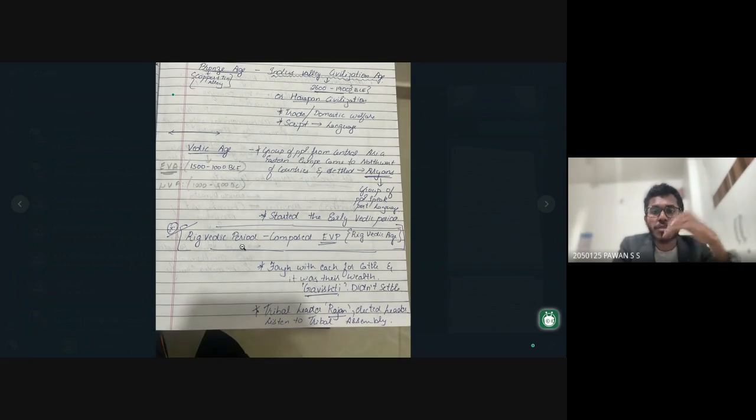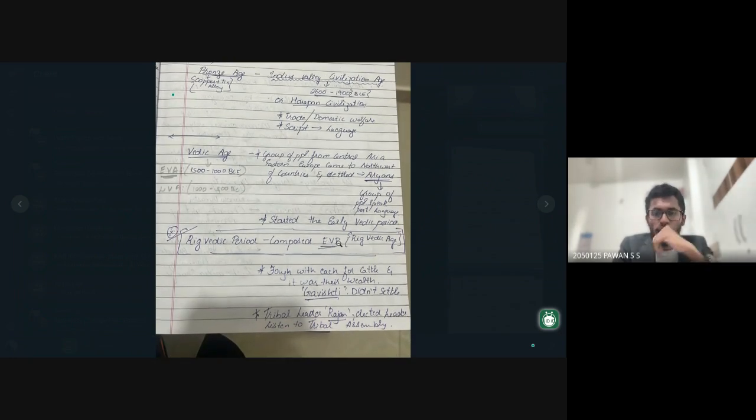The Rig Vedic period was basically being composed in the EVP, early Vedic period. So the early Vedic period is also called what? Rig Vedic age. Okay. Remember, the Rig Vedic period was during which time? Was it during the early Vedic period or the later Vedic period? They can ask questions. UPSC recently asked a question. So it's important that you mention early Vedic period.